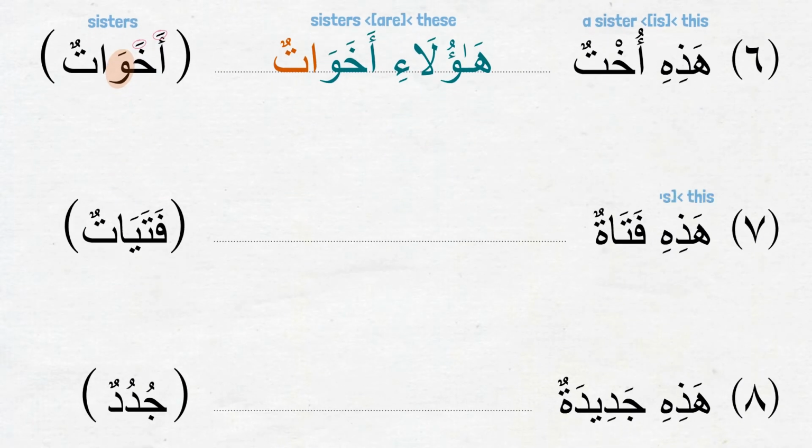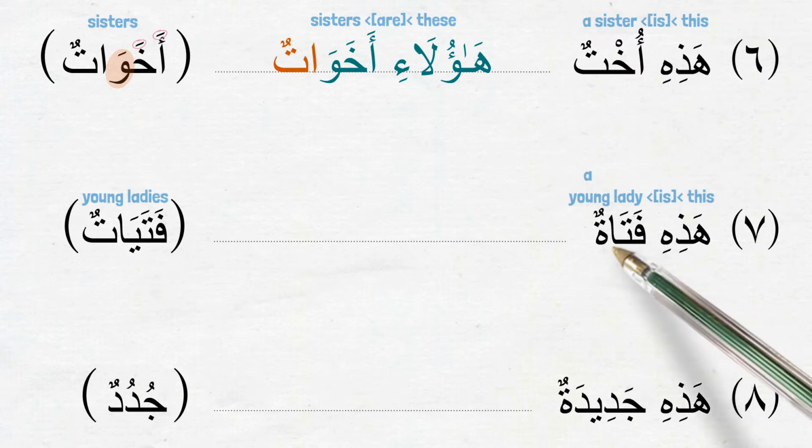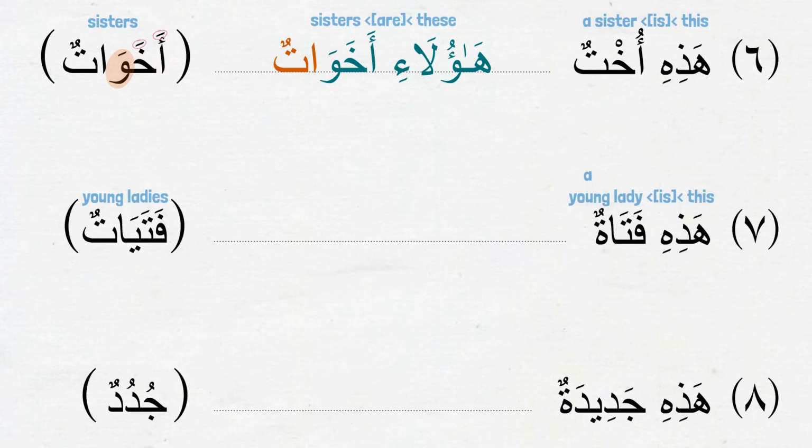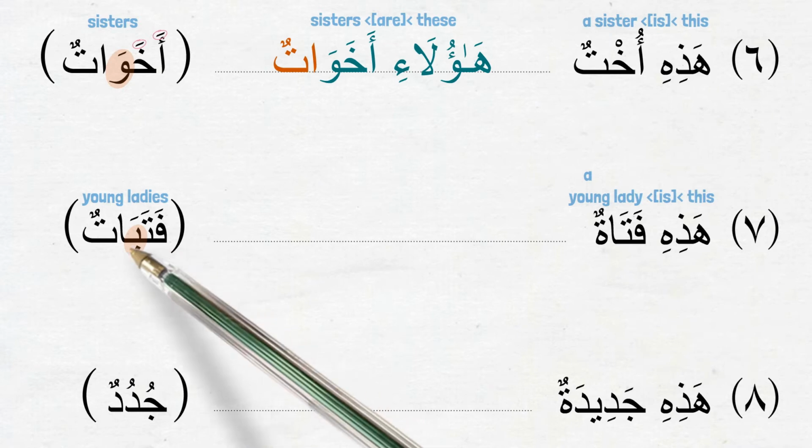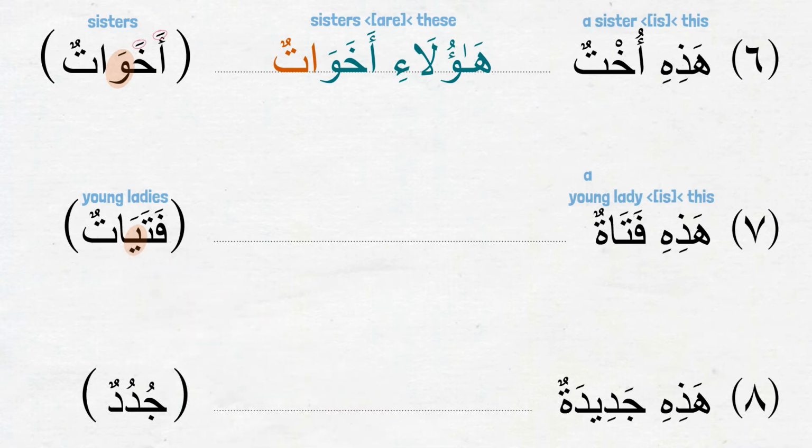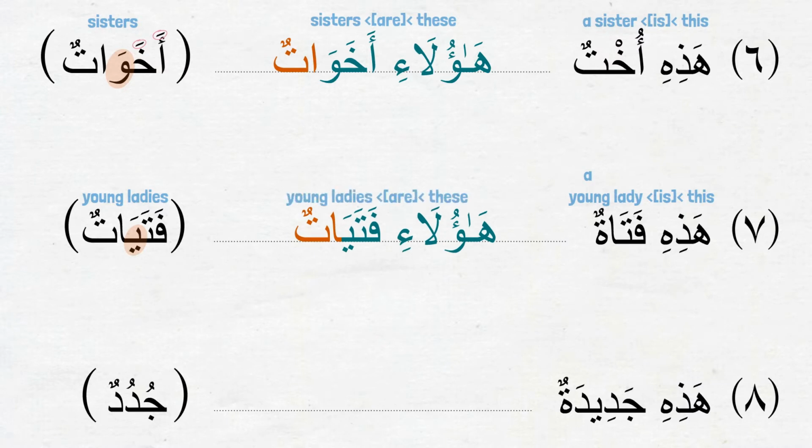Sentence 7. هذه فتاة. This is a young lady. The plural of فتاة is فتيات. It's also jam'ul mu'annath salim because the singular form فتاة already has alif before ta. The plural form gets additional letter ya before the suffix atun, so it sounds different from the singular form. Once again, فتاة is a young lady and فتيات is young ladies. هؤلاء فتيات means these are young ladies.